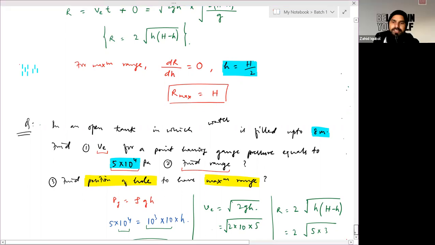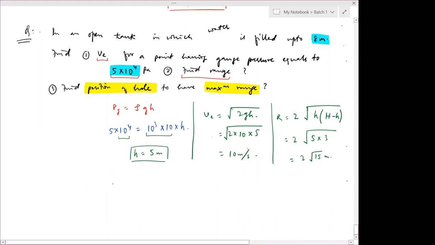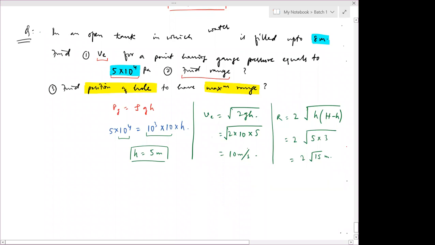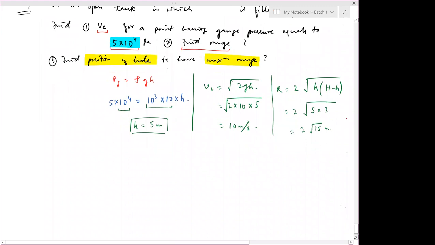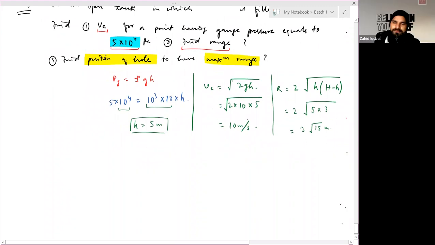Khalid, you have to calculate the position of the hole, not the maximum range. Okay? Okay, sir. Hamza, any doubt? No, sir. You have written up to this part? Yes, sir.